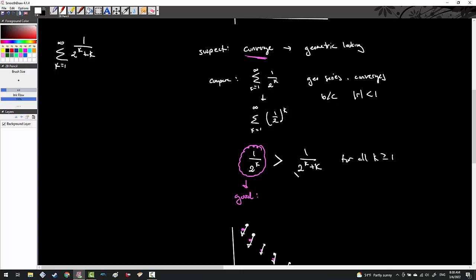And so since we know that this is true here, we can say, all right, because we suspected convergence on the series that we're comparing it to, that means that the series that they gave to us must also converge. So this guy must also converge because of direct comparison.